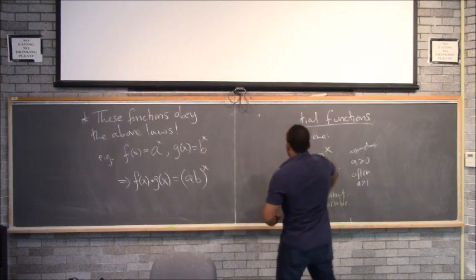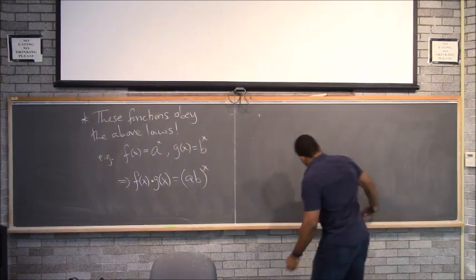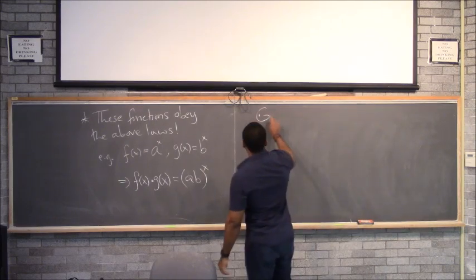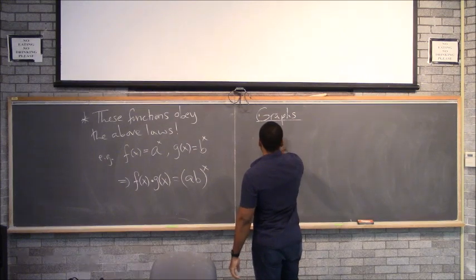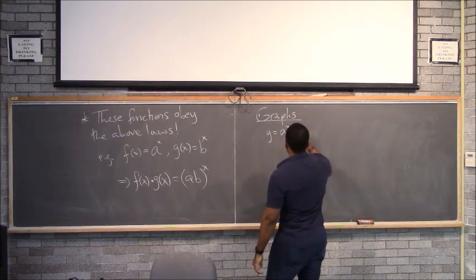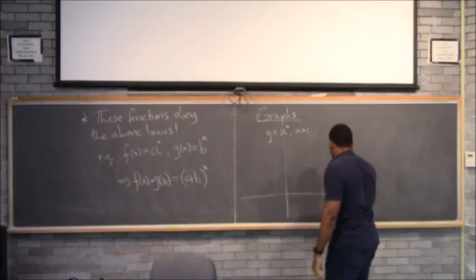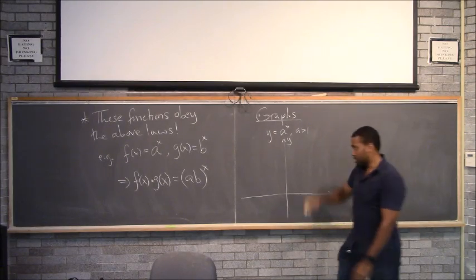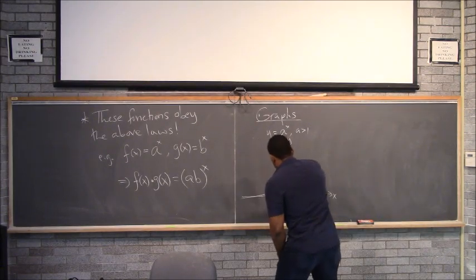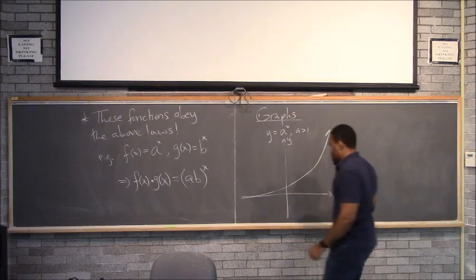Another thing I want you to know is what the graphs of these look like. In particular, I want you to know what the graphs look like for a greater than 1. So if I have y equals a to the x, we're assuming that a is greater than 1. What does the picture actually look like? Right, looks like that thing. It's like that.